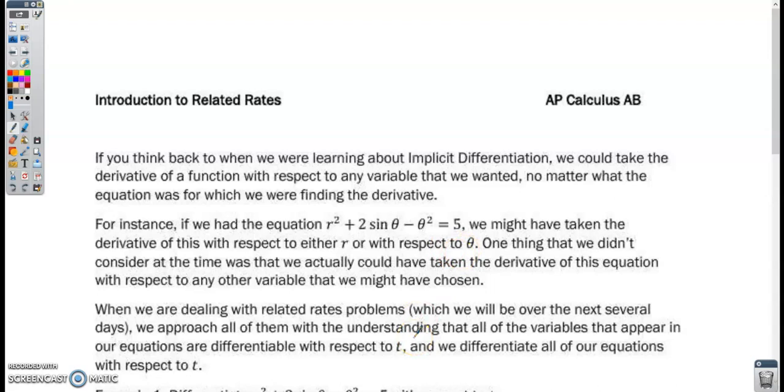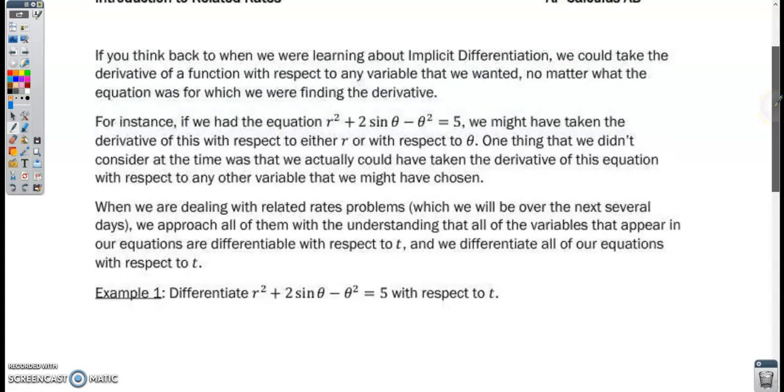Something we didn't consider at the time was that we actually could have taken the derivative with respect to any variable that we might have chosen. And that's what we're going to do in related rates problems: we're going to have equations set up like this, but instead of taking the derivative with respect to r or with respect to theta, we are going to take the derivative of those equations with respect to t. So let's start to look at what that looks like and how some of these problems go.